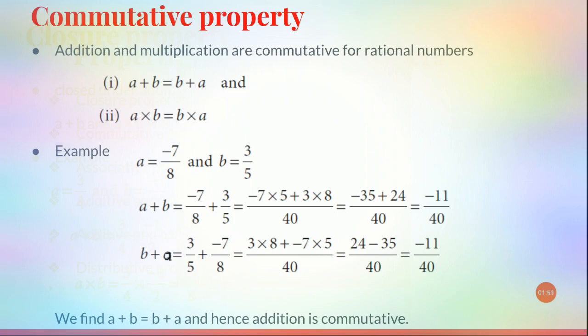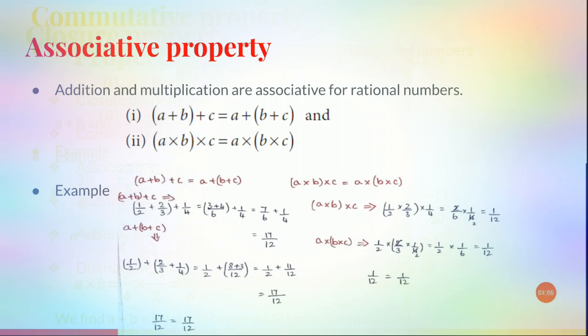Now when we check for subtraction, that is a minus b is equal to b minus a, the answer will not be same. So we cannot say that it is commutative for subtraction. Same way it does not hold good for division also. Okay. Now the third property is associative.